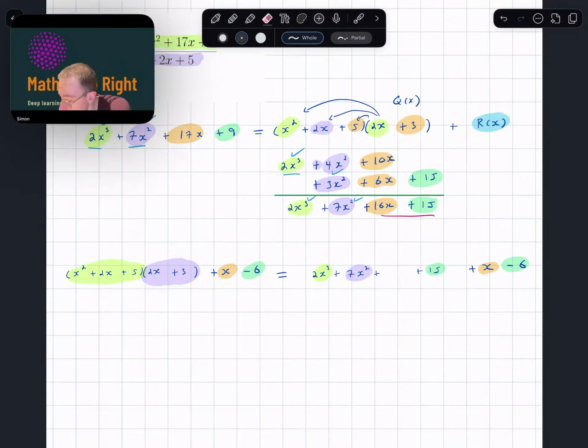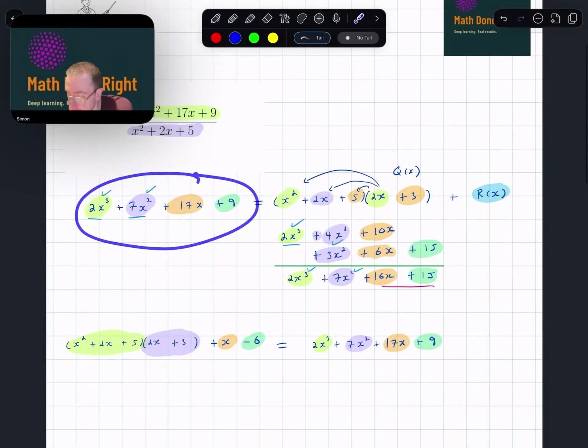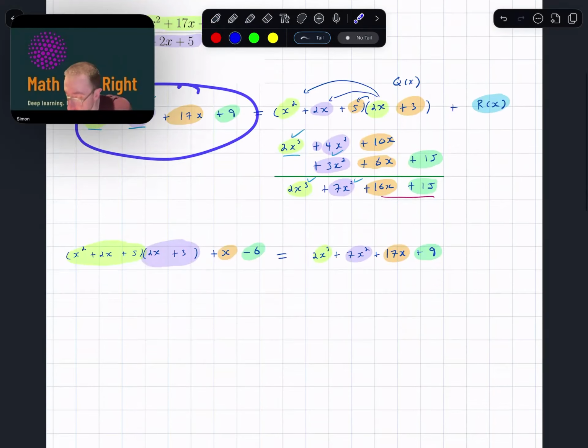Let's consolidate these ones, right? This is going to be plus 17x. And then the 15 minus 6, that's going to be 9. This is going to be 9. And this is exactly the dividend, right? This is the dividend. This is what we were trying to make it equal to. So this is our division statement, right?